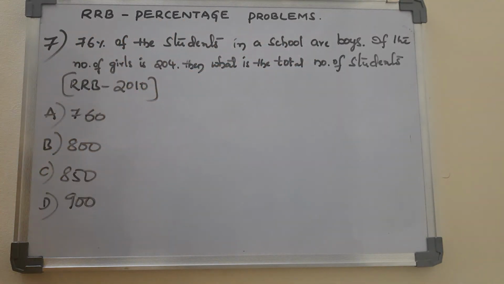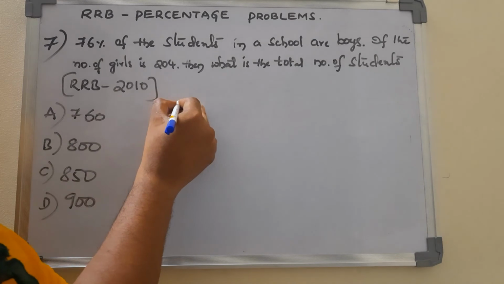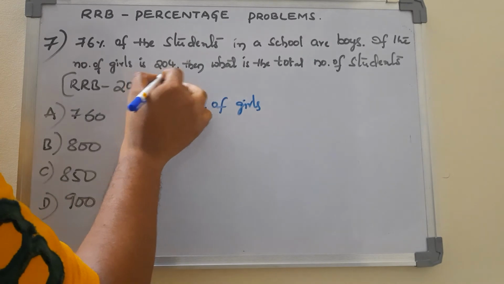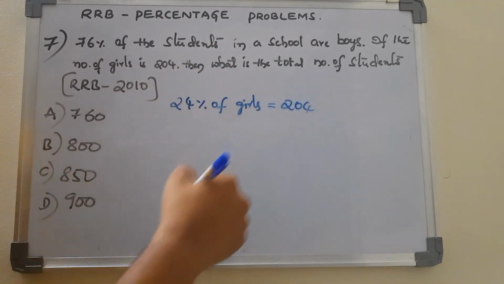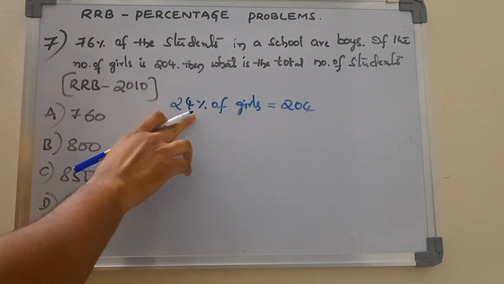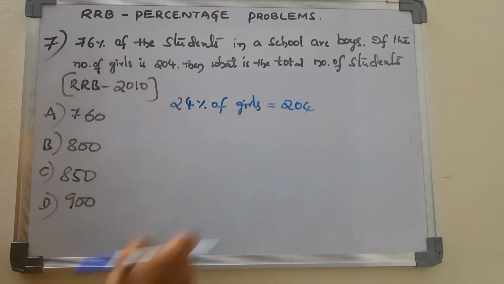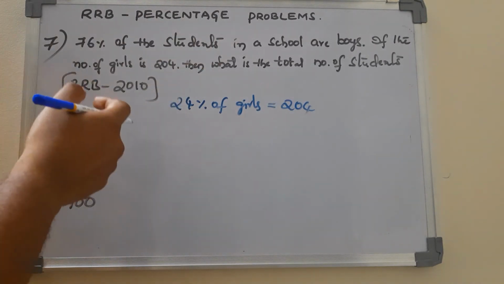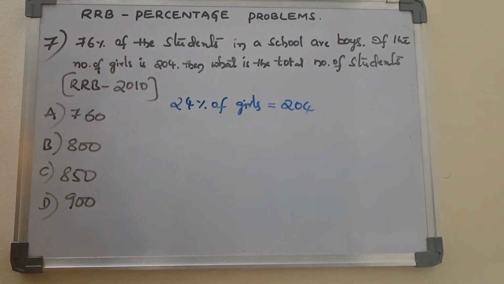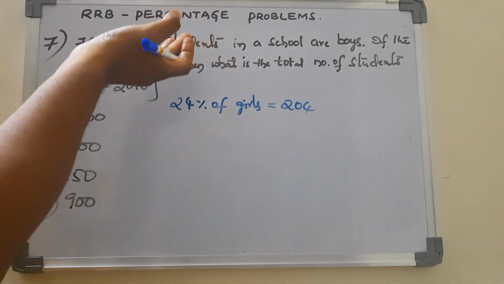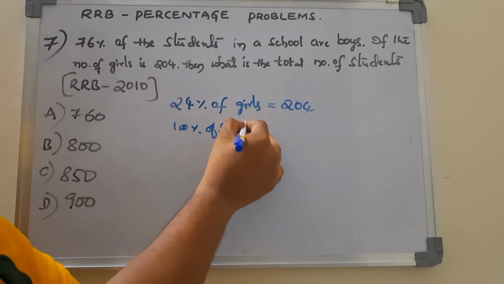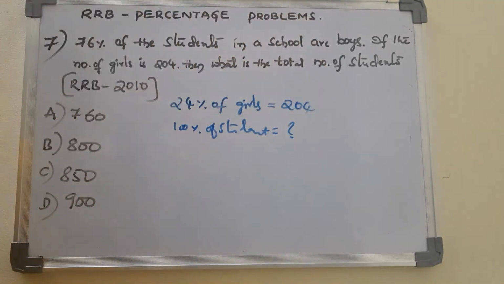That means what is the percentage of girls? 24%, right? 24% of girls is 204. Then what is the total number of students? If 24% of girls is 204, we can find the total number of students, right? That means 100% of the students is equal to how much?